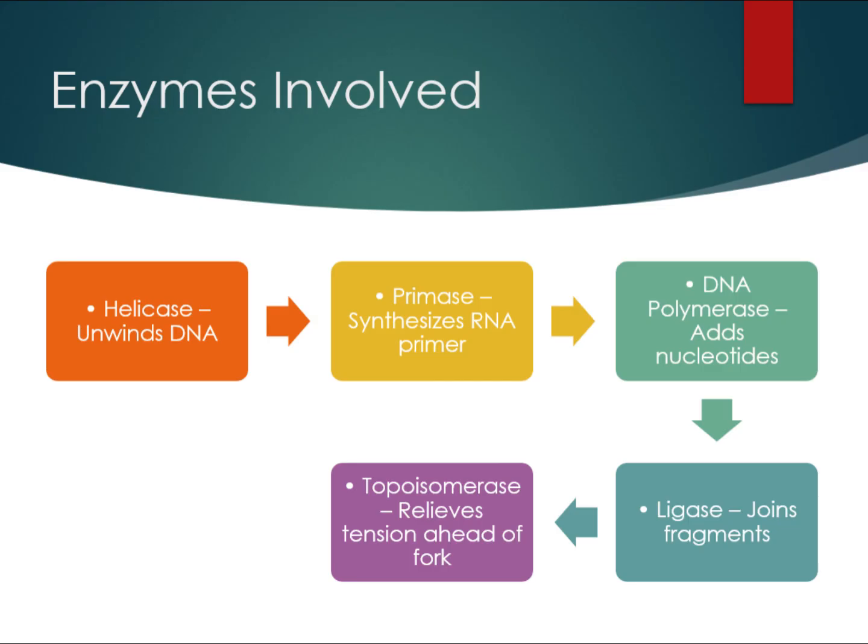Enzymes involved. Helicase unwinds DNA. Primase synthesizes RNA primer. DNA polymerase adds nucleotides. Ligase joins fragments. Topoisomerase relieves tension ahead of the fork.